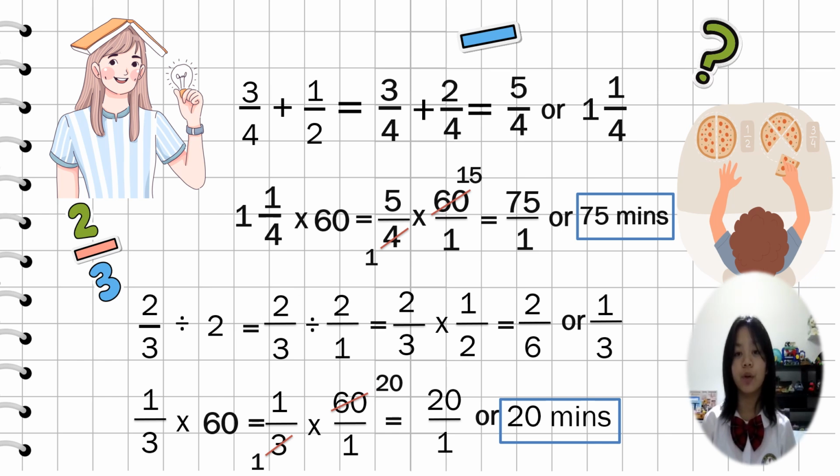We will get 5/4. This is an improper fraction, so we make it into a proper fraction. 5 divided by 4 is 1, remainder 1. So our answer is 1 and 1/4.